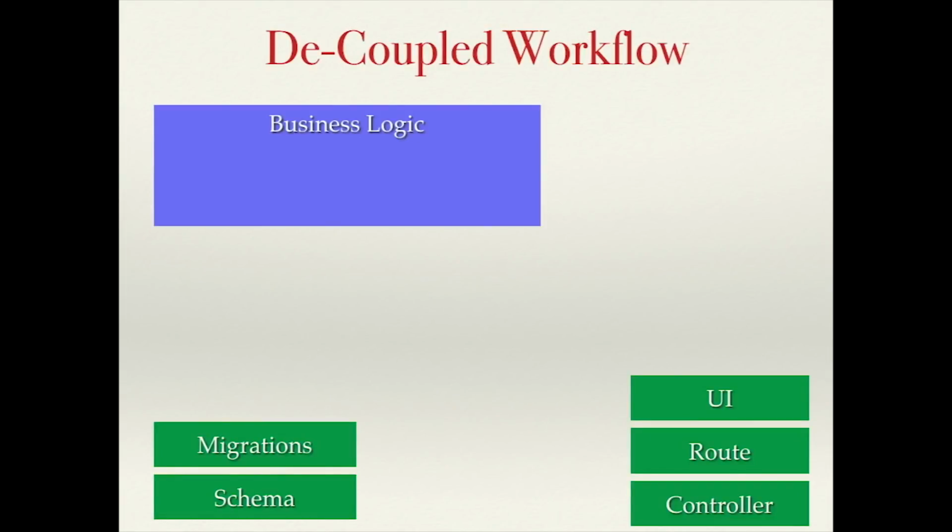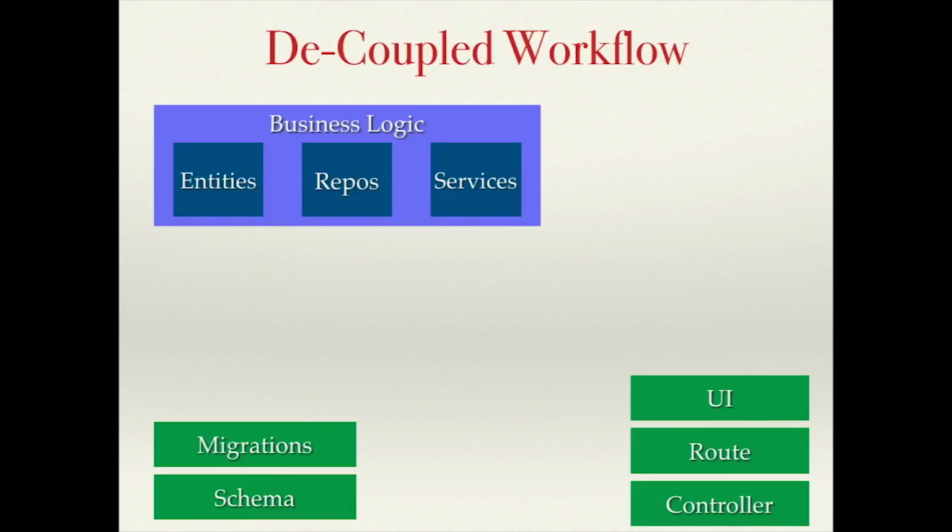Put my business logic in its own little box up there, and then I do not worry about migrations. I do not worry about the UI, my routes, and my controller, right? I solve all of my business problems on its own by TDDing my entities, my repositories, my services in rapid iterations, right? I'm just working within these architectural layers more at the unit level. Cool?